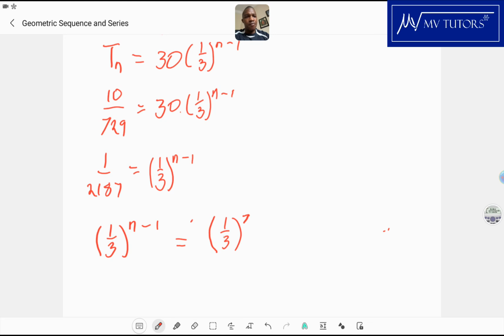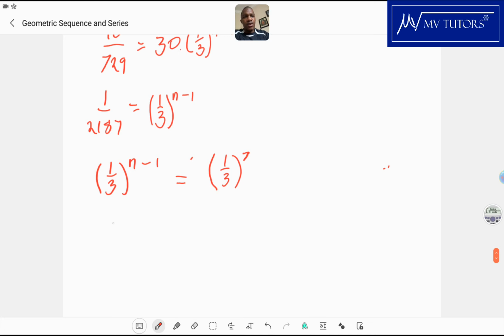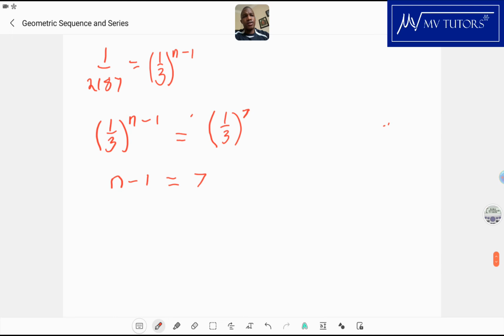Now, if you have the same bases, it means you have the same exponents, so we can equate the exponents. For a detailed explanation of how to solve exponents, that's another lesson. You can book a lesson with us, and we'll be glad to tutor you through it. So, therefore, if you take this one to the other side, you add it, and then n is 8.